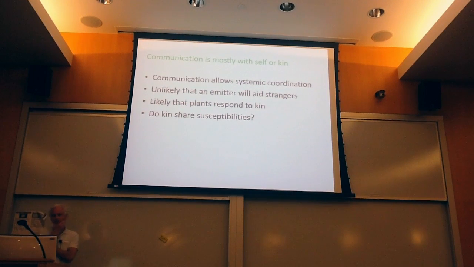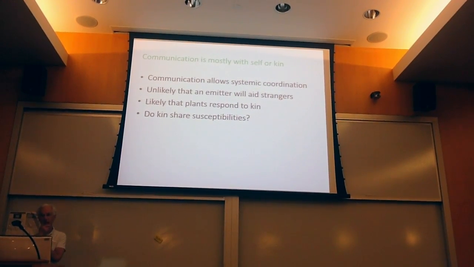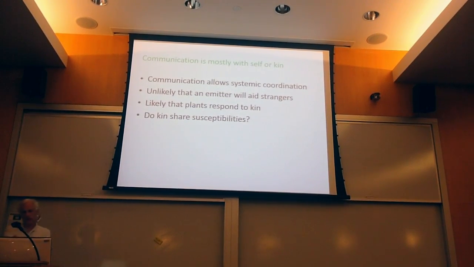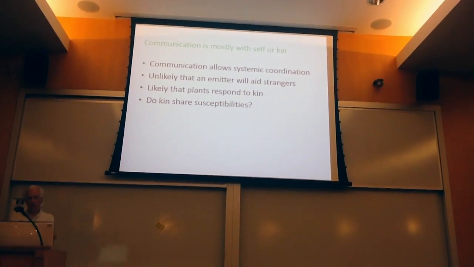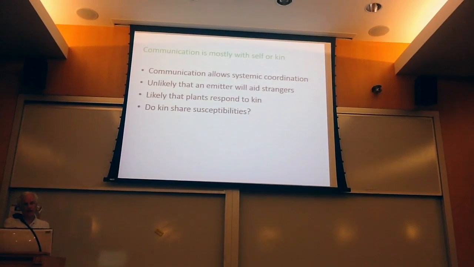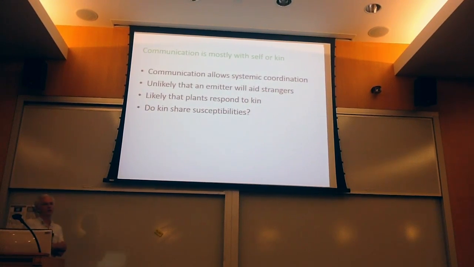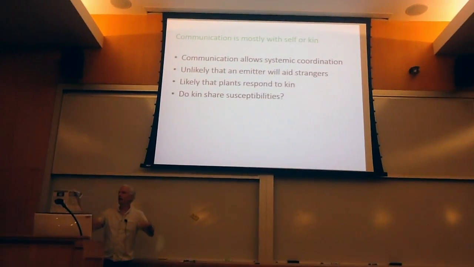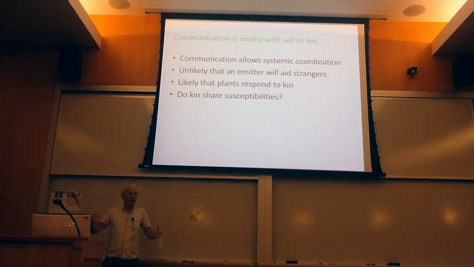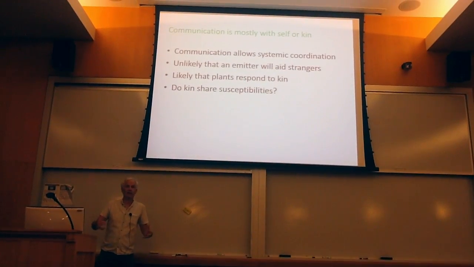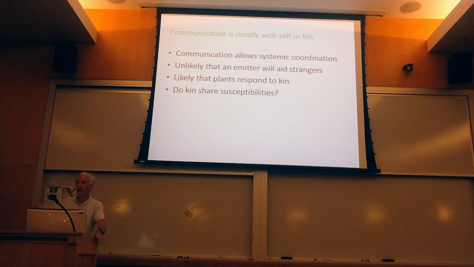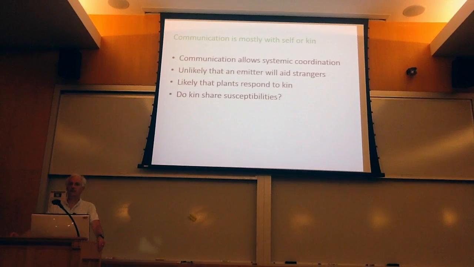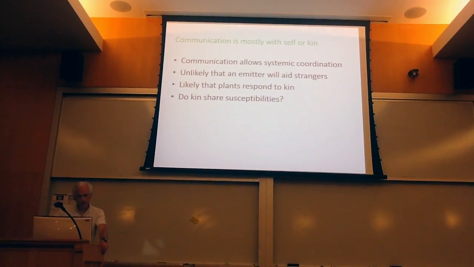So communication seems like it's mostly with self-individuals or with kin. And this has a number of important consequences. It allows systemic coordination. It's unlikely then that an emitter will aid strangers. So I think I mentioned that one of the things that bugged me about this is why would a plant be helping its competitors? And in fact, it might not be helping very many of its competitors. If it is mostly helping its relatives, that makes a lot more sense. That's a lot easier to understand.